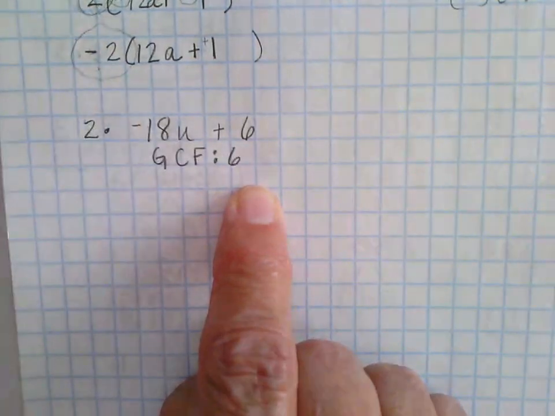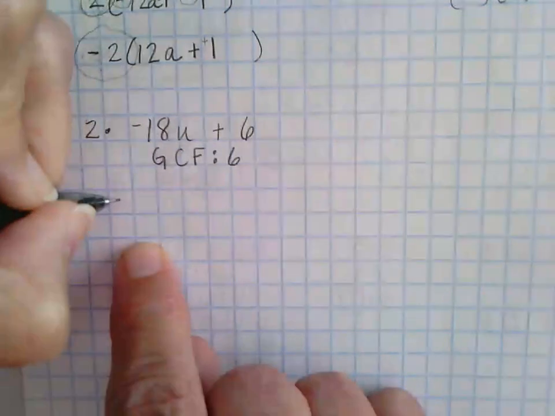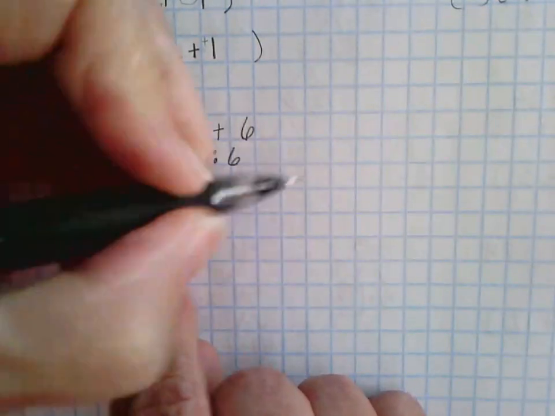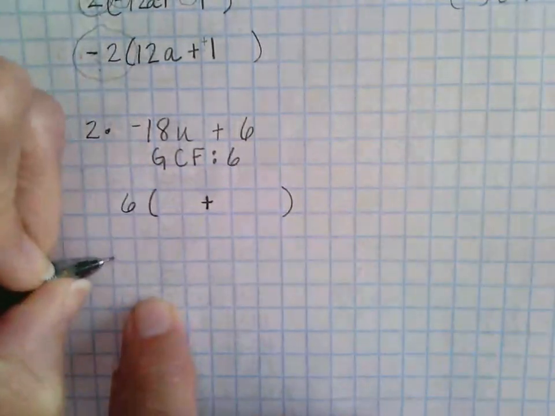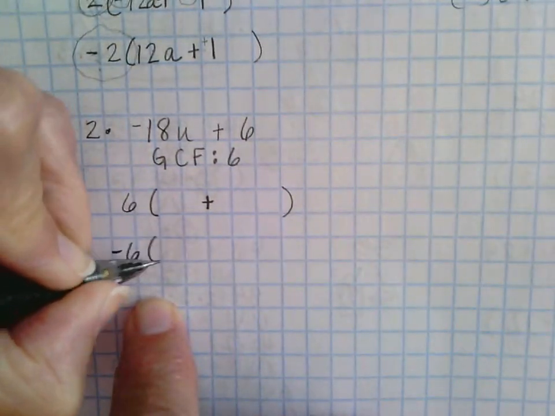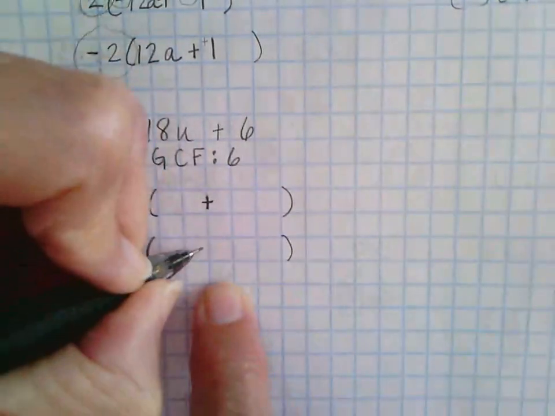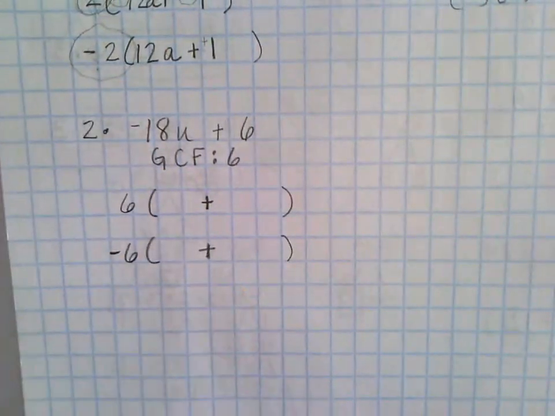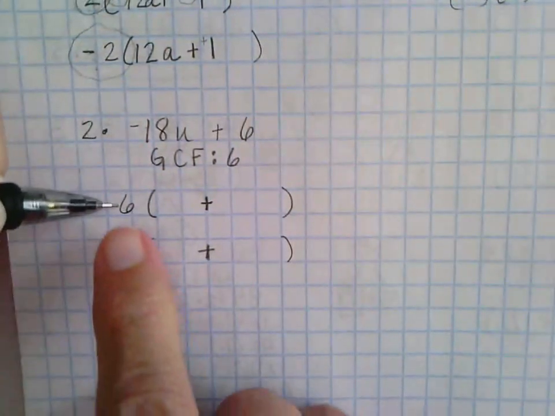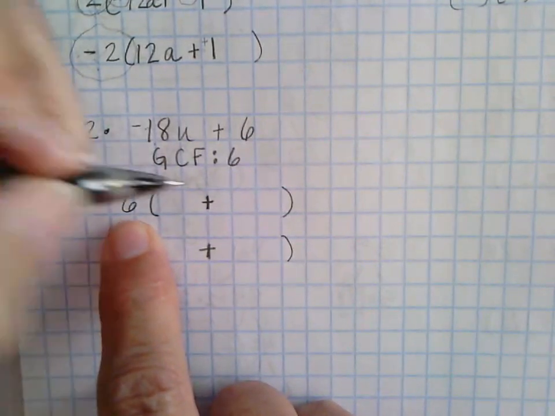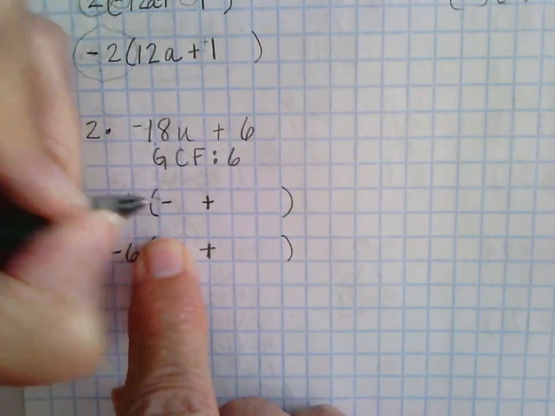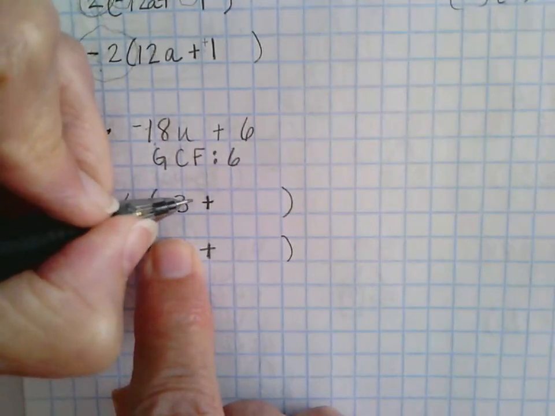So my greatest common factor there is 6. So I'm going to have two possible answers here. One is going to be with a positive 6, and one is going to be with a negative 6. So 6 times what would give me a negative 18u? That would be a negative 3u.